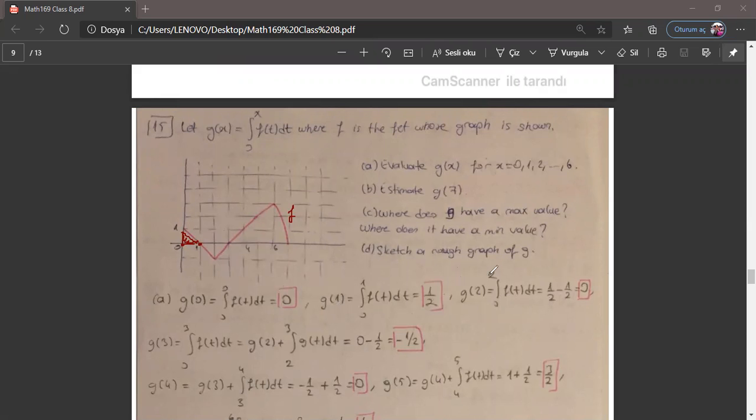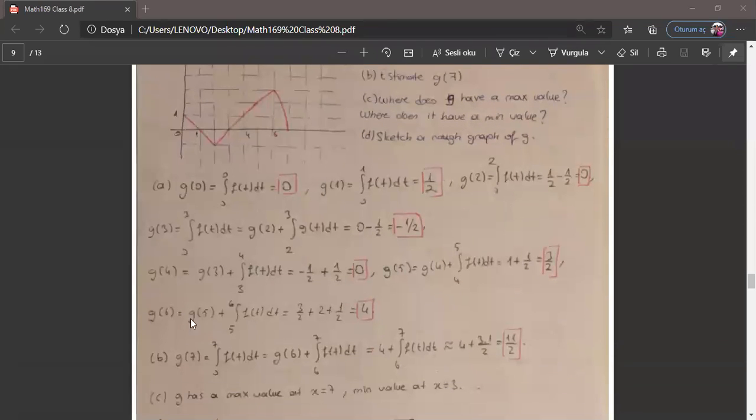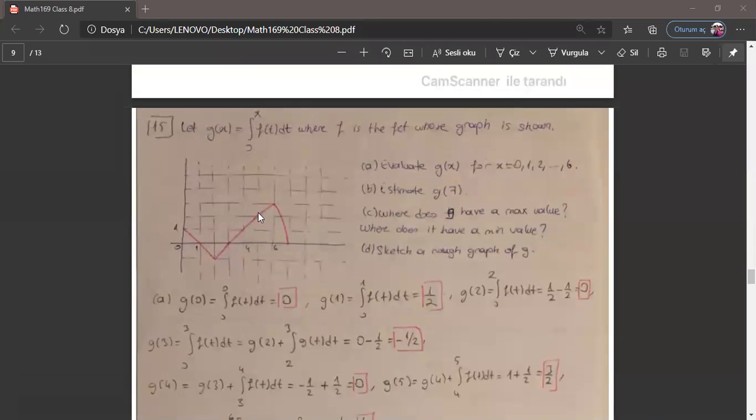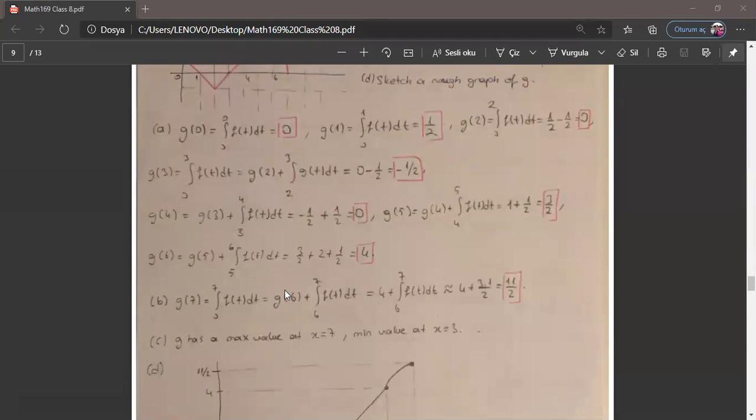From 0 to 2, we have, of course, 0. And from 0 to 3, we have 1 over 2, as we computed before here, plus from 2 to 3, which is this. So it is minus 1 over 2. And we compute it like this. Here, geometrically, you can find all values of g by using this graph. Okay, it's easy. We did that before.